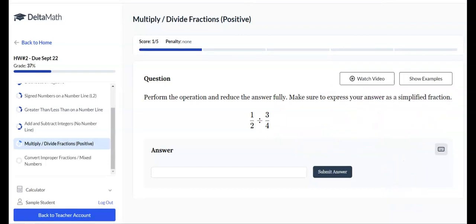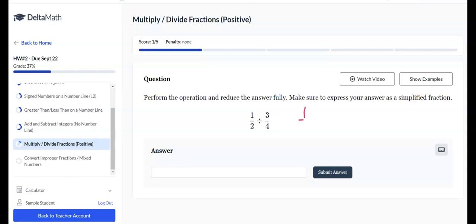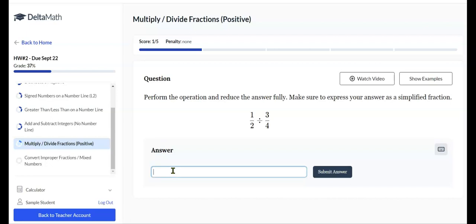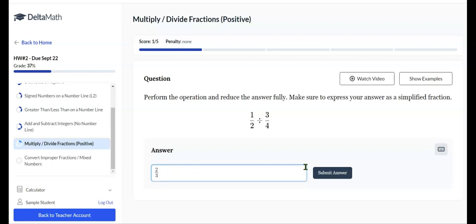If at the beginning, when I had kept my first fraction the same and multiplied by the reciprocal, if I had wanted to, I could have divided these by 2 at the beginning and then multiplied. And when I do my reducing at the beginning, oftentimes I deal with smaller numbers, and I don't have to do it at the end. So our answer here is 2/3.